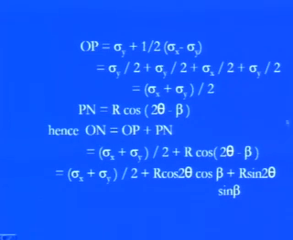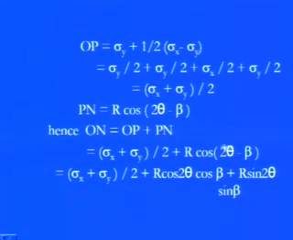So you see here, it's pretty simple. ON is nothing but equal to, again going back to that, OP plus PN. OP is nothing but equal to (sigma x plus sigma y) by 2. So this is (sigma x plus sigma y) by 2, and PN, which is the cosine resolution of this R, so R times cos of (2 theta minus B).